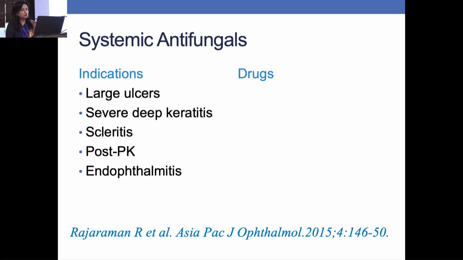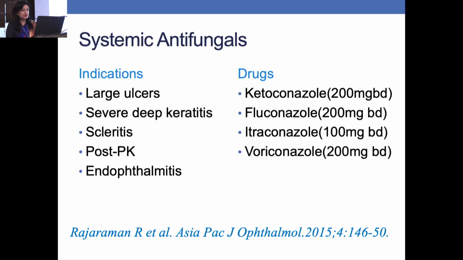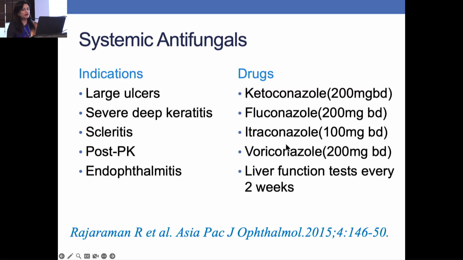Systemic drugs have a role to play in large ulcers, severe deep keratitis, scleritis, post-PK keratitis, and endophthalmitis. We like to give ketoconazole, itraconazole, voriconazole, or fluconazole. Except for itraconazole, which is 100 mg BD, all the others are 200 mg BD, so it is easy to remember. LFT has to be done every 2 weeks.